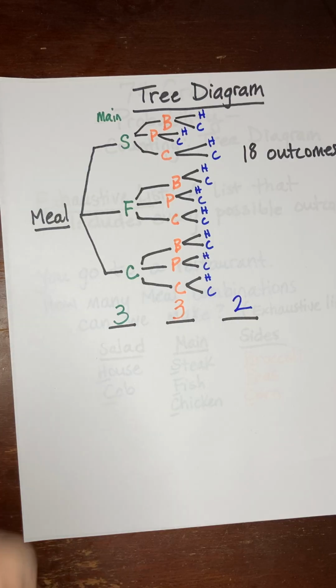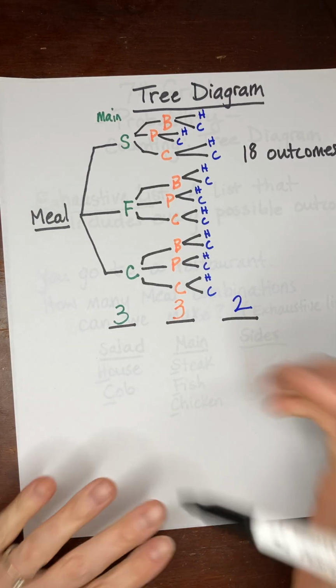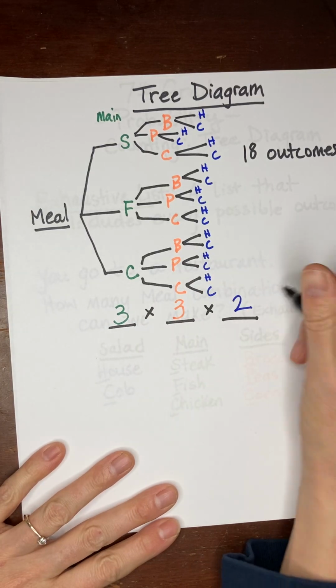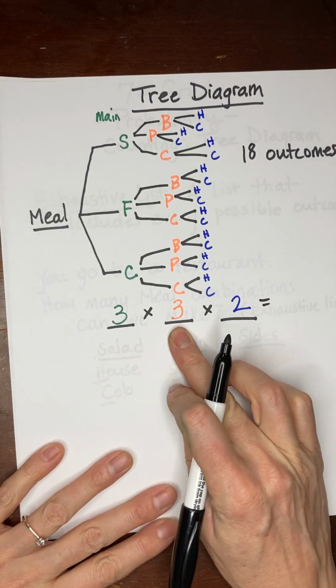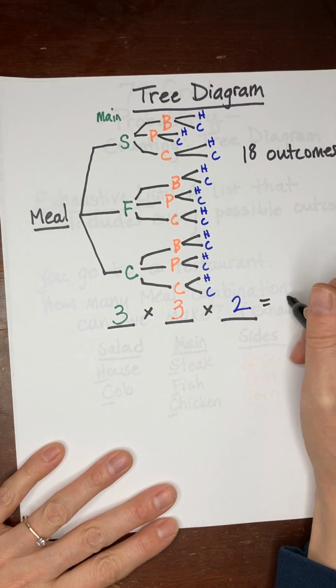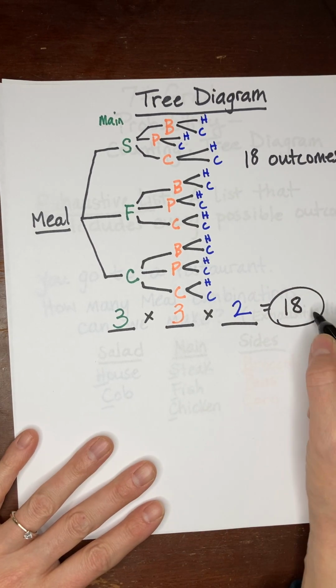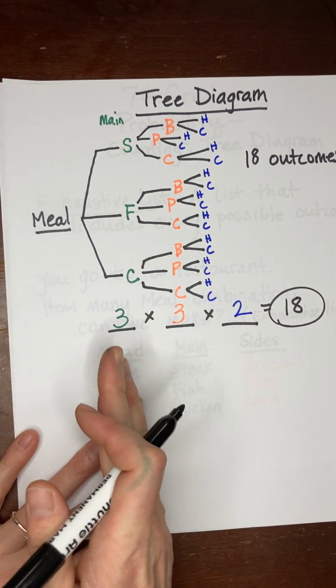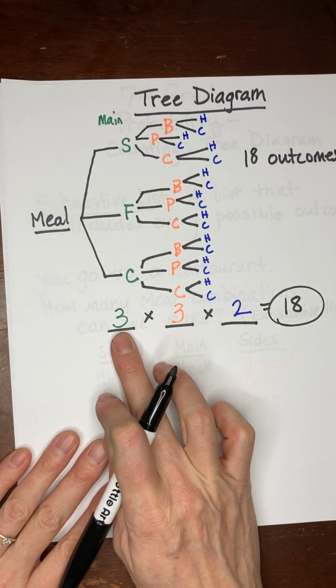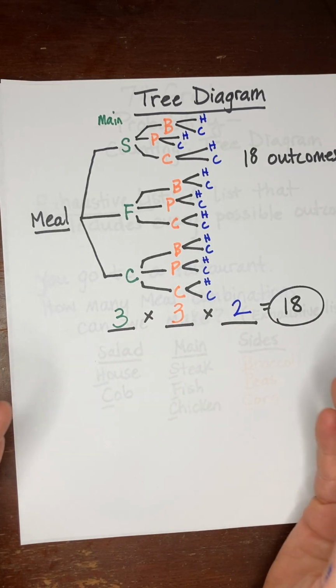Now here's the cool thing. All I have to do is this. What's 3 times 3? 9. 9 times 2 is 18. So we can get the same number of outcomes if we can identify what our main events are and then how many outcomes are possible within each main event.